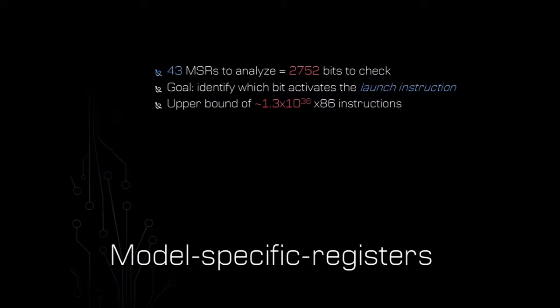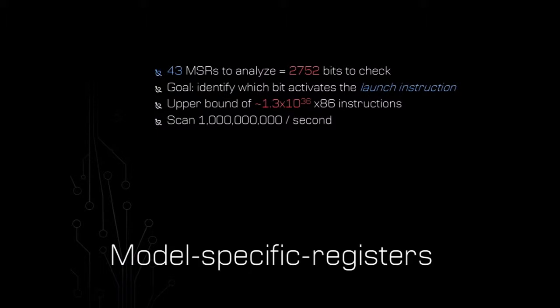Well, if we look at how many possible x86 instructions there can be, it turns out there's a lot. x86 is a really, really complicated architecture, and an upper bound on the number of possible x86 instructions would be something like 1.3 undecillion instructions. So I'm looking for a single new instruction amongst 1.3 undecillion possible instructions.